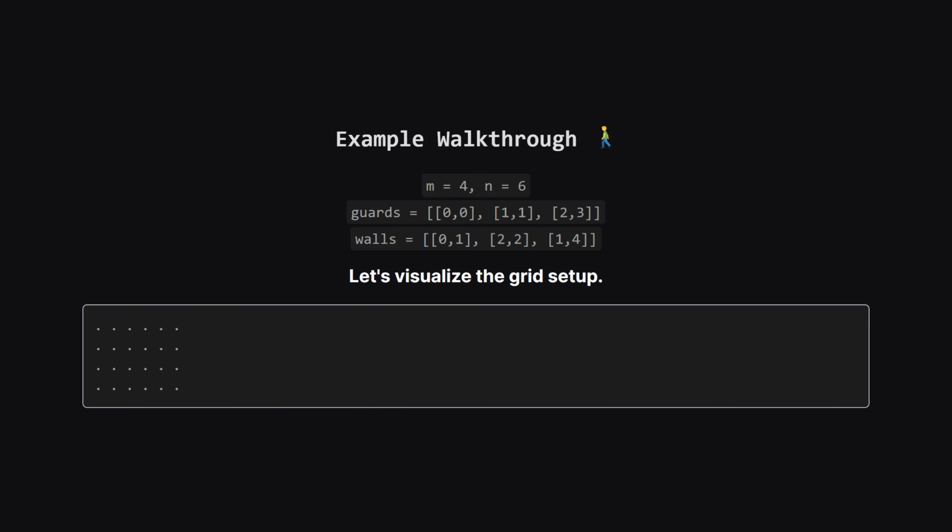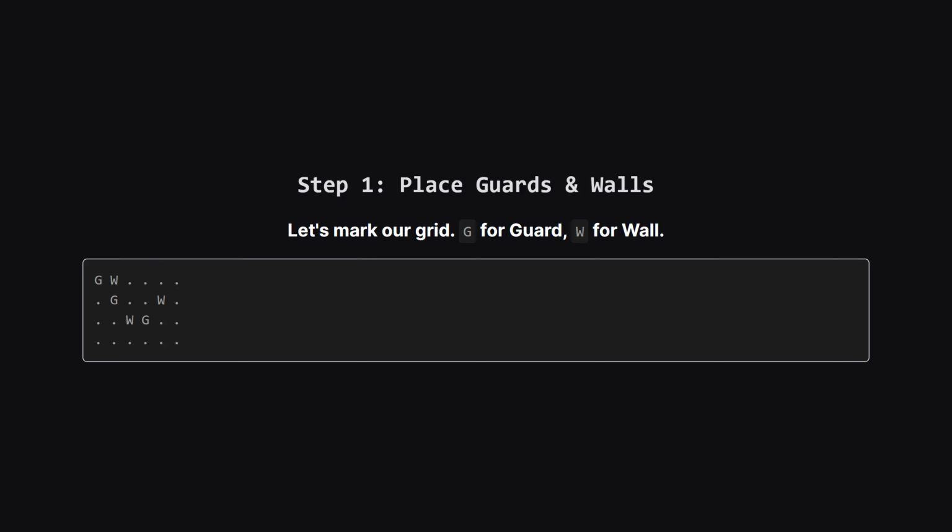Let's walk through the example from the problem description. We have a 4x6 grid. On the slide, I've laid out the guard and wall positions. To make this easier to solve, let's imagine a grid where we can keep track of everything. First, we'll place all our pieces on the board. The G's are guards, and the W's are walls. Everything else is just an empty, unguarded cell for now.